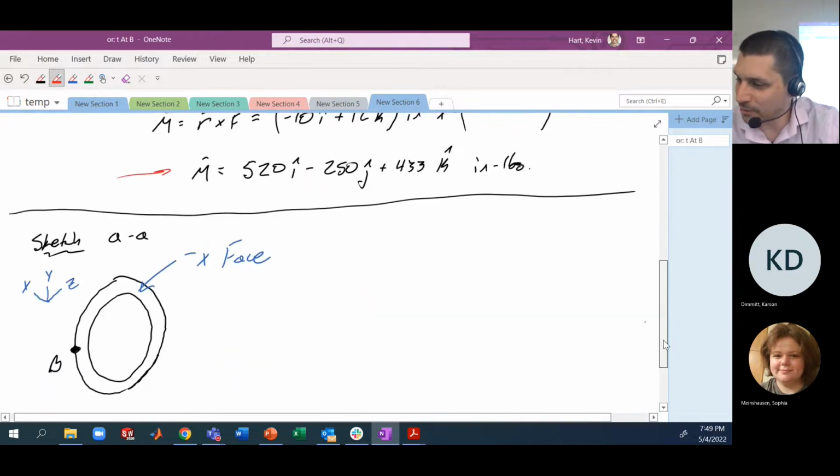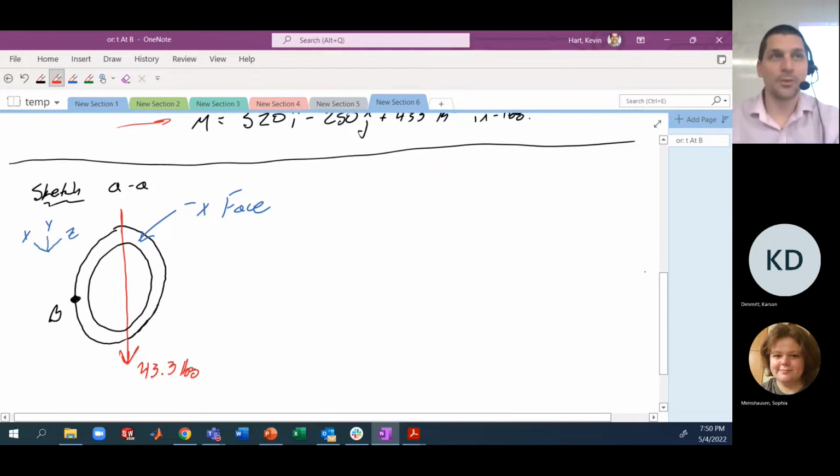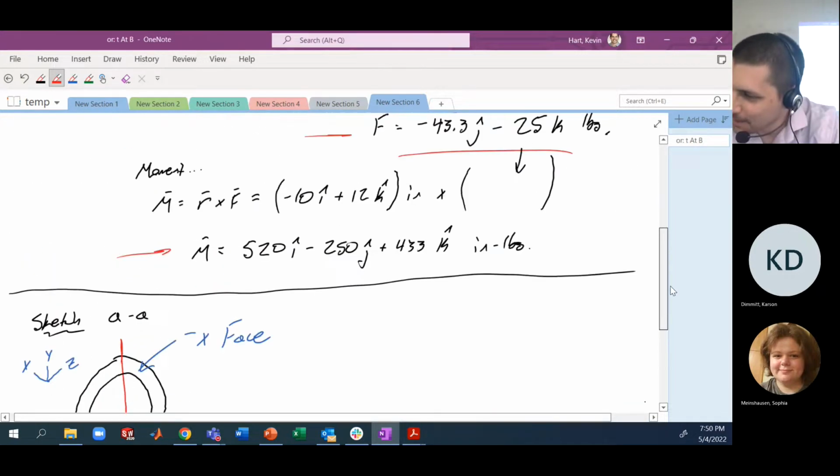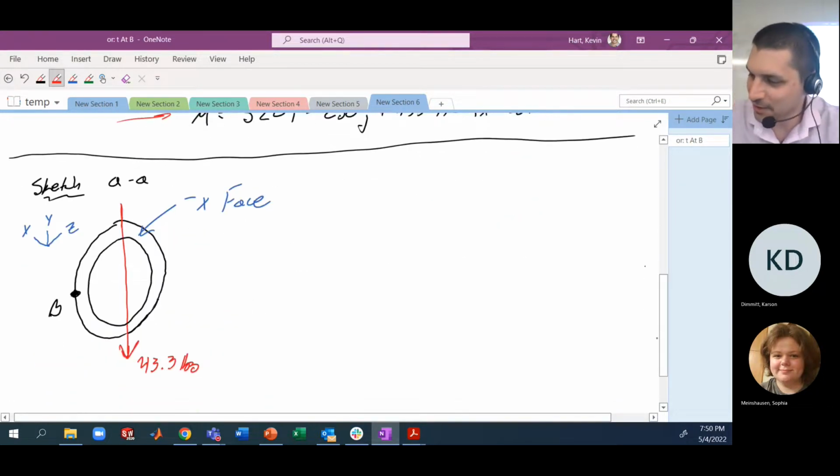So this negative 43.3 j hat is coming all across the face. I'm going to draw this nice and big. Big force across this face, 43.3 pounds. Okay. Big force. All right. We also have this negative 25 k hat, so that's going to come streaking right across this face like this.